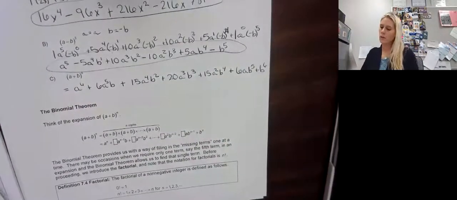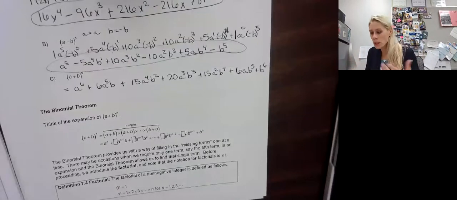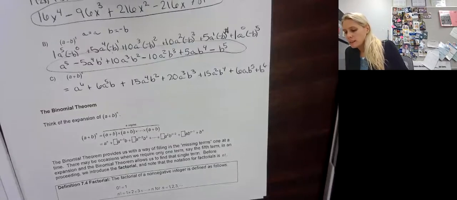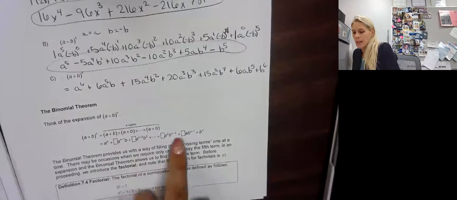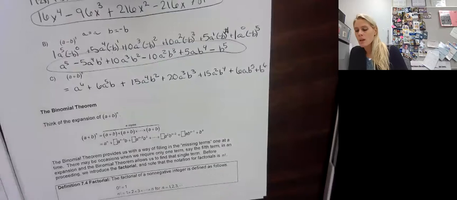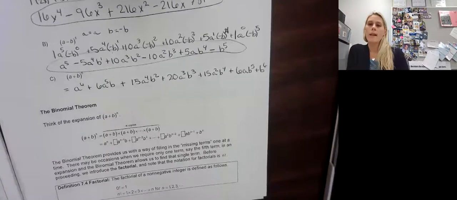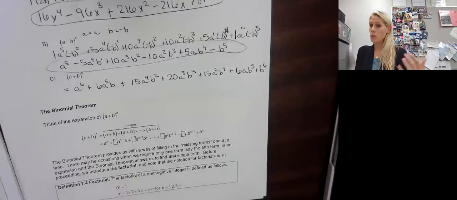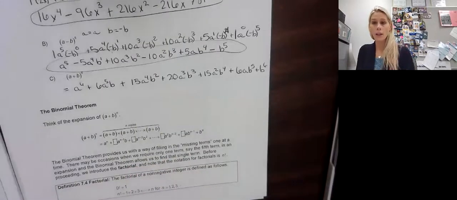Now let's talk about the binomial theorem because there are other ways to expand things with, I guess, less work. The binomial theorem provides us a way in filling the missing terms, okay, one at a time. There may be occasions that we require only one term, say the 5th term, in an expansion. And the binomial theorem allows us to find that single term. Before proceeding, let's introduce what factorial is and how it's noted. So really quickly, what this paragraph is saying is binomial theorem, which I'm going to introduce to you in a little bit, helps us find the coefficient in front other than Pascal's triangle.